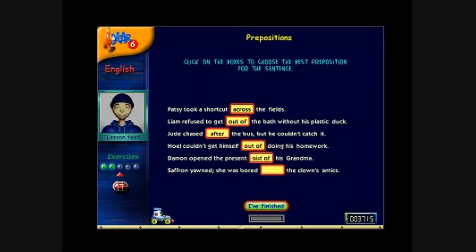By his grandma. Open the present by his grandma. From his grandma, right? There we go. Saffron yawned. She was bored off the clown's antics.